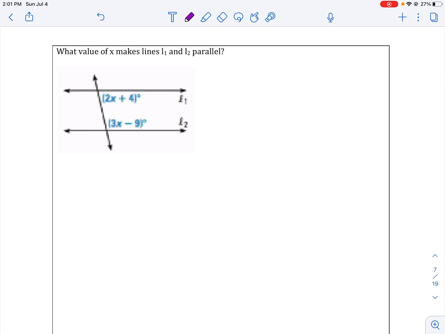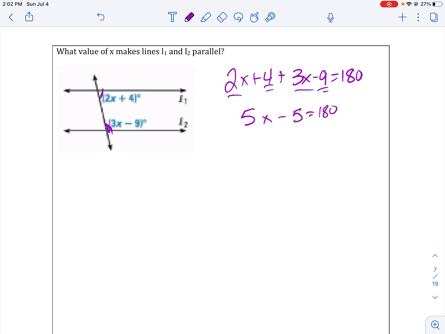So we want to find the value of X again. So 2x plus 4 plus 3x minus 9 has to equal 180. See, this looks acute, this looks obtuse. When they look different, they are different. We add them together to equal 180. Here I have 5x minus 5 equals 180. Add 5 to each side. 5x equals 185, divide by 5. X equals 37. That would be the value of X that makes those lines parallel.